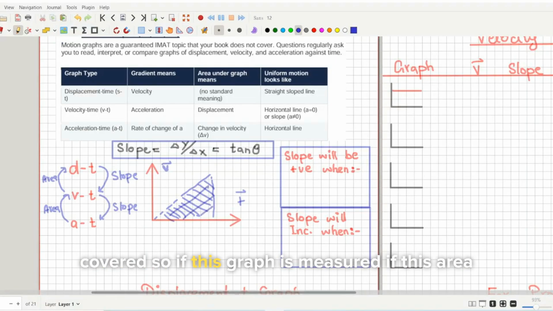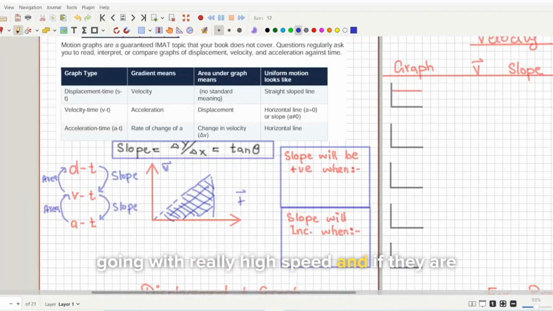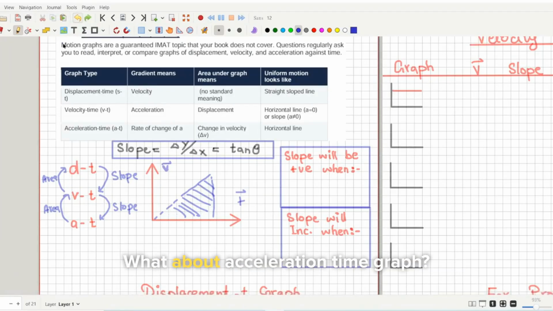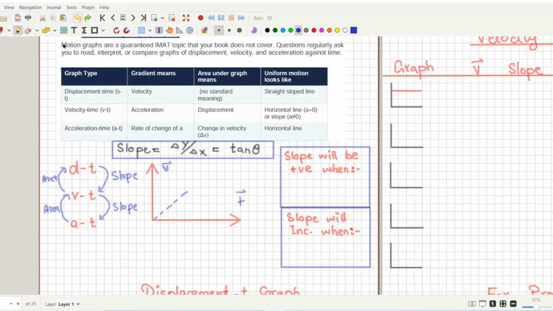So if this area is measured, you will know that if someone is going with really high speed and covering a specific amount of time, then this graph has covered that amount of displacement. So for a velocity time graph, the area under it will tell you about displacement. What about the acceleration time graph?